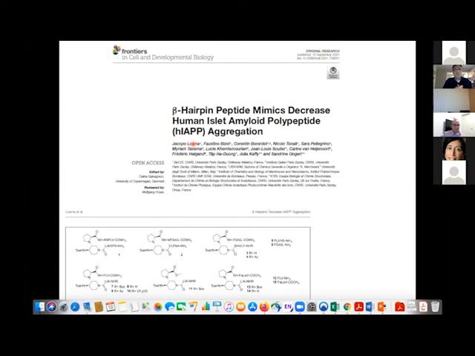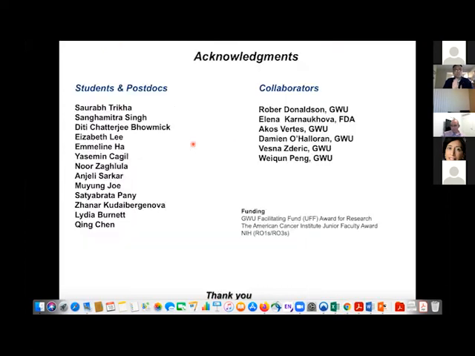Basically, copper mimics these small molecular inhibitors by disrupting these beta hairpin interactions that lead to oligomerization, first dimerization, then oligomerization, and finally fibrillation. With this, I would like to thank again for the opportunity to discuss the work that we have done on the role of copper in amylin aggregation toxicity.